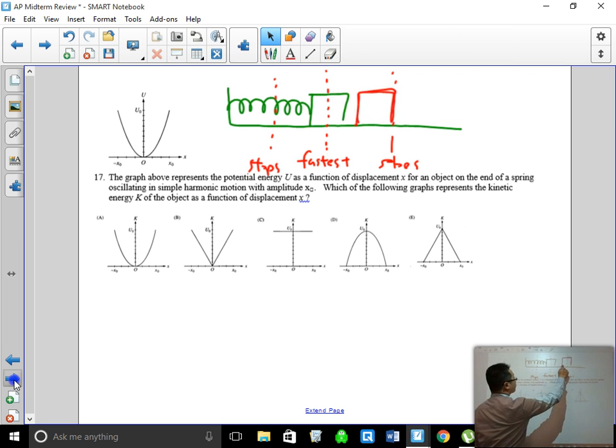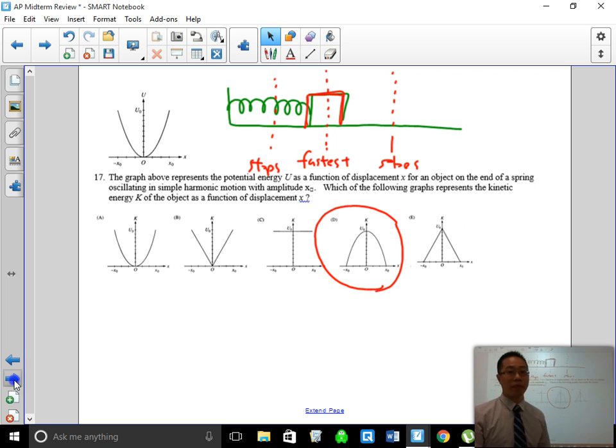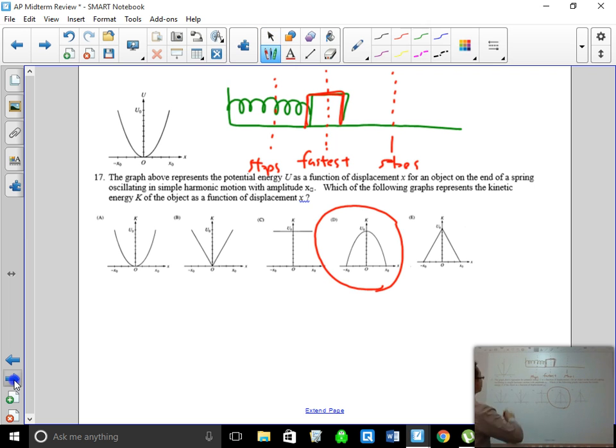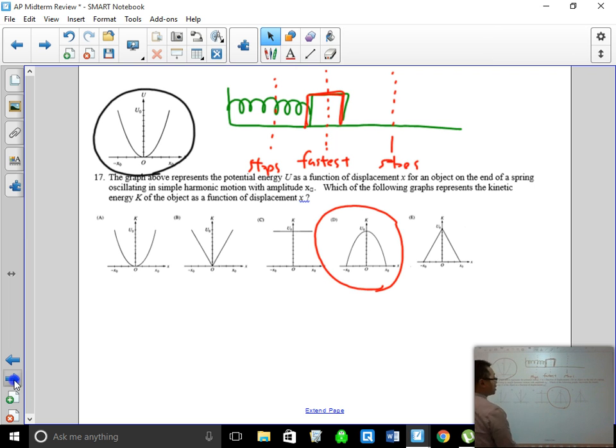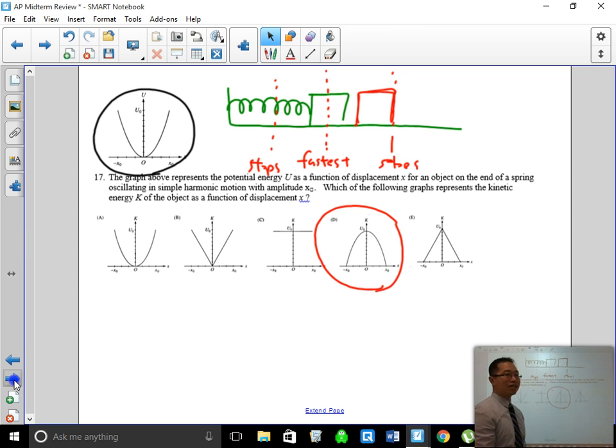So in terms of kinetic energy, we can see that there's the most kinetic energy in the middle, and there's no kinetic energy at the ends. So therefore, the answer is choice D. I would like to point out, however, just in case you're not sure where this graph comes from, that at the ends, the spring is most compressed or most stretched. So you have the maximum amount of elastic energy stored in the spring at the ends, but in the very middle, it's not stretched or compressed at all. So there's no elastic energy in the middle.